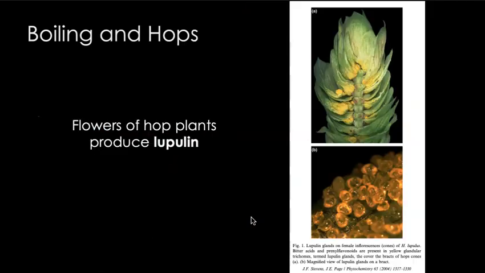So why are we adding hops during boiling? And why are hops so important? Well, the flowers of the hop plants produce a yellow powder called lupulin. Here we have a picture that shows the lupulin glands of a female hop plant, which is called H. lupulus. What occurs is that bitter acids are present in these glands, and of course, the bitterness goes into the lupulin.